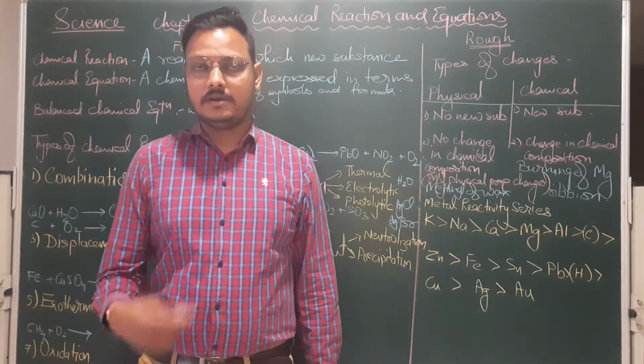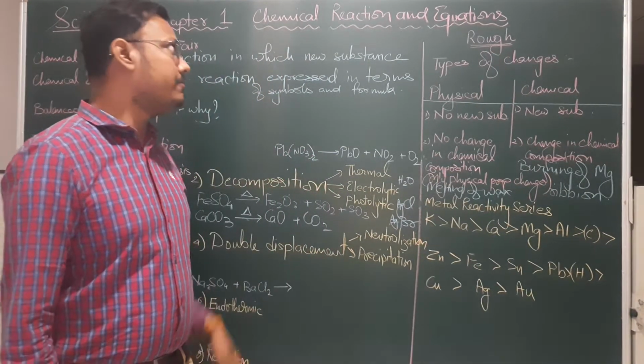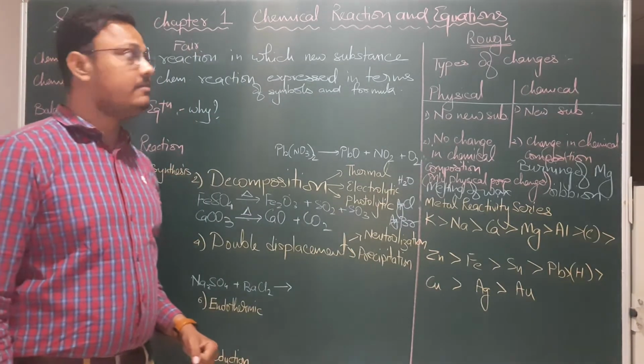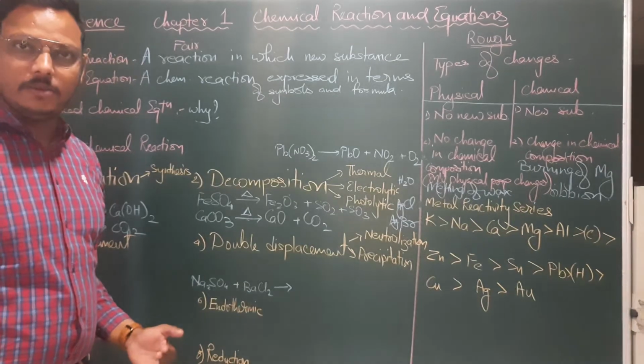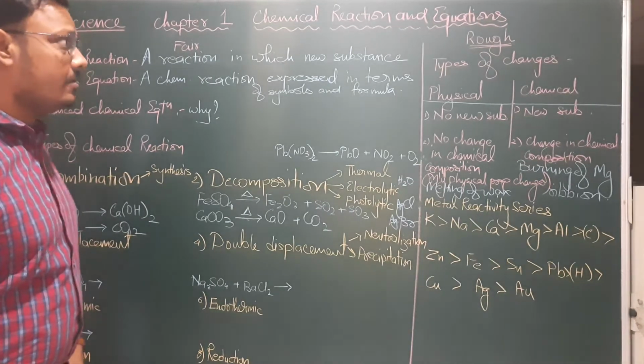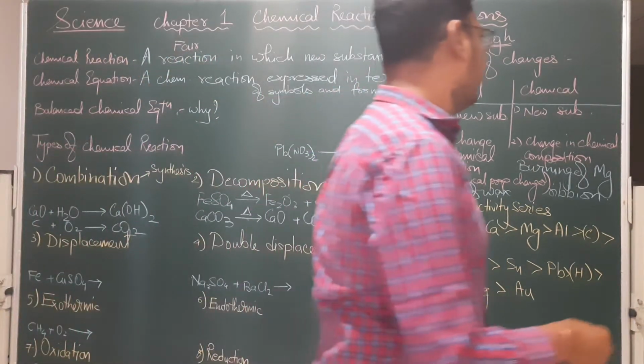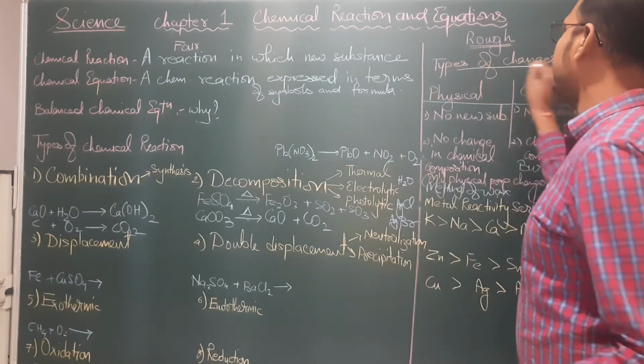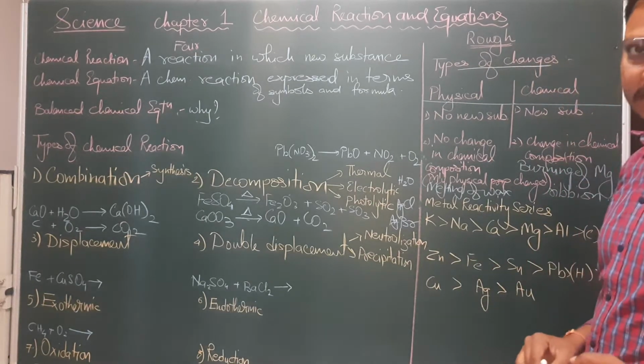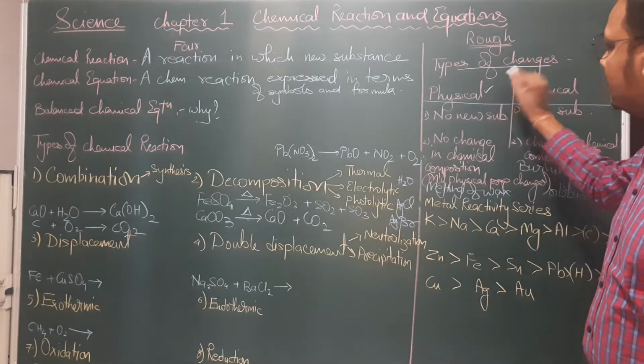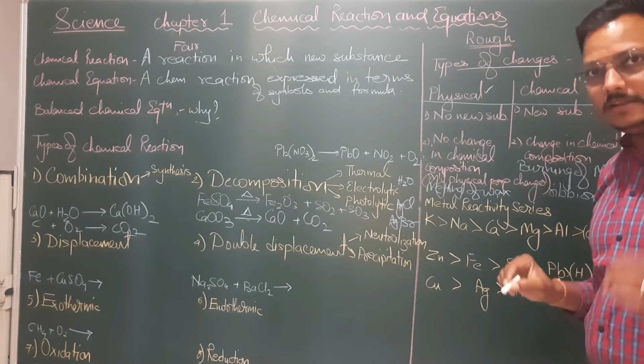I am Biplab Bothra and today we are going to do the first chapter of science, that is chemical reactions and equations. Now in this chapter, before we start, we need to know about the types of changes. So which are the two types of changes? The two types of changes are physical change and chemical change.